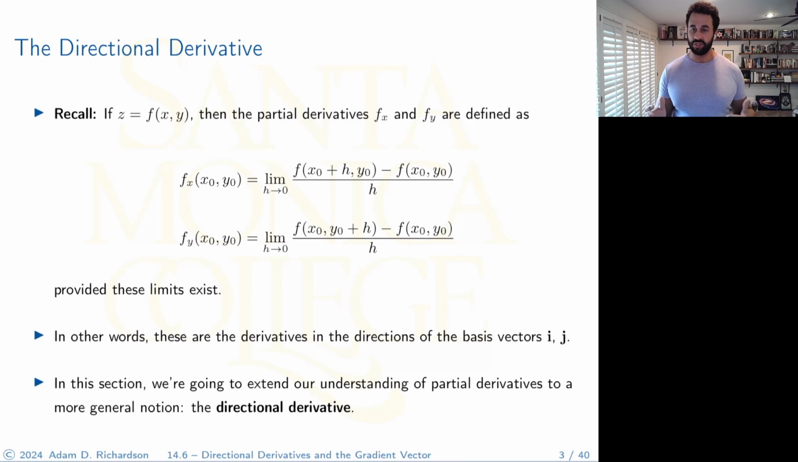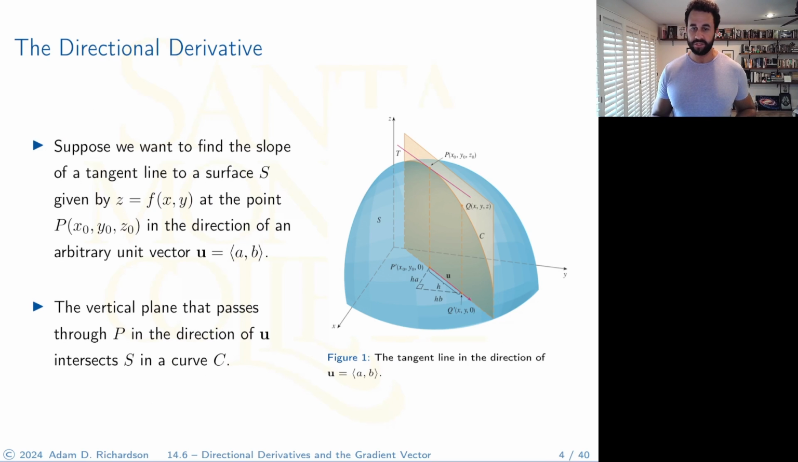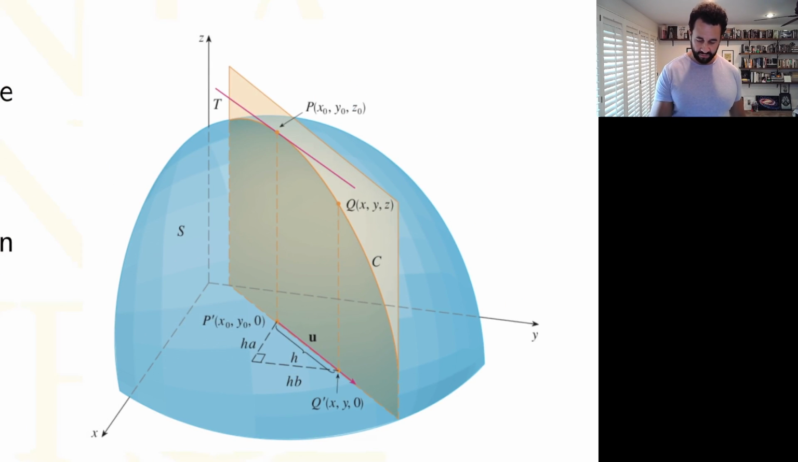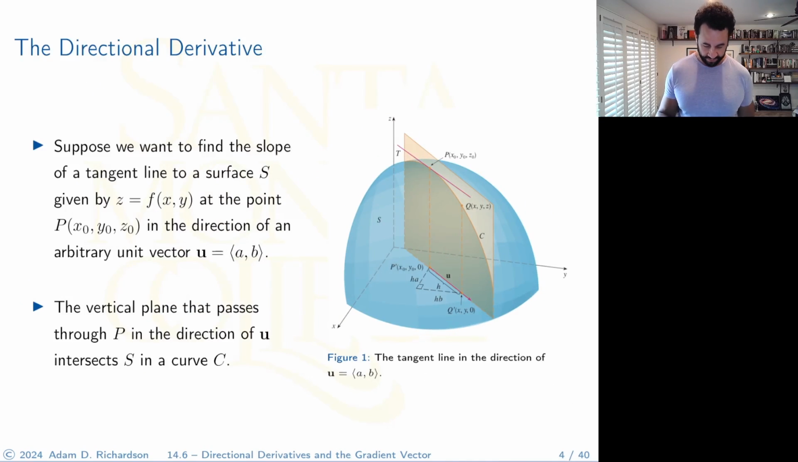However, we can extend this notion of taking a derivative into any direction, and that's what we call the directional derivative. So let's make sense of that. Suppose we want to find the slope of a tangent line to a surface S. The surface is given by f of x comma y, and we want to find the slope of the tangent line at a point in the direction of an arbitrary unit vector u. If you think about this picture for a minute, we want to find the slope of this tangent line in that direction, and the direction doesn't happen to be the i direction or the j direction. It's just some arbitrary direction given by a unit vector. That's what we're going to do.